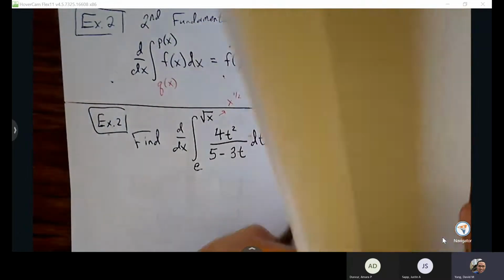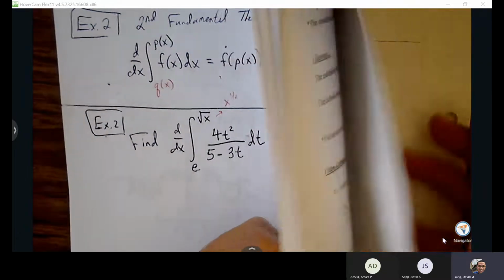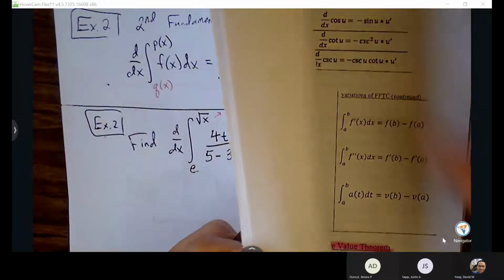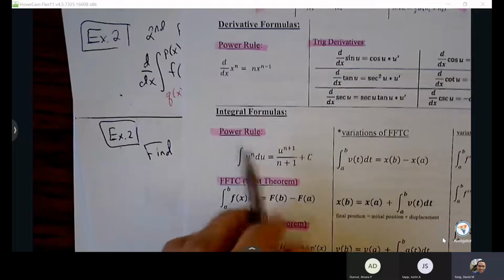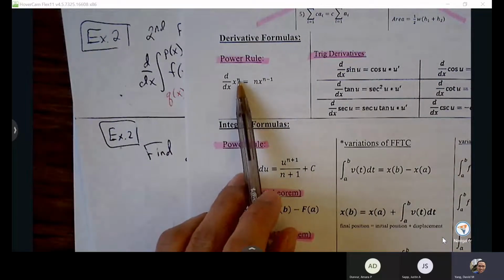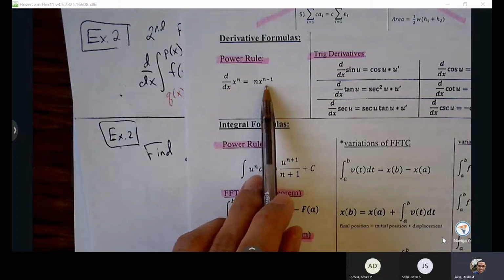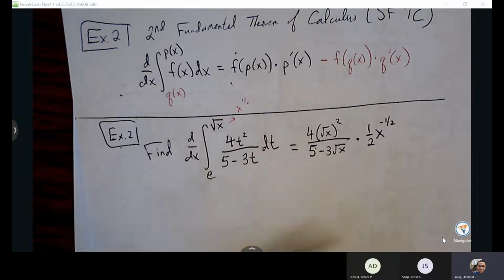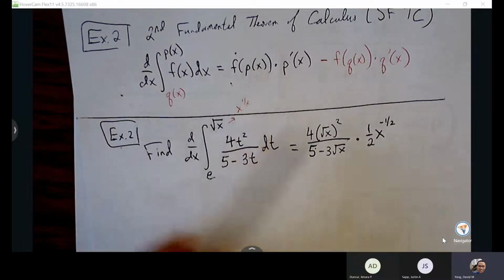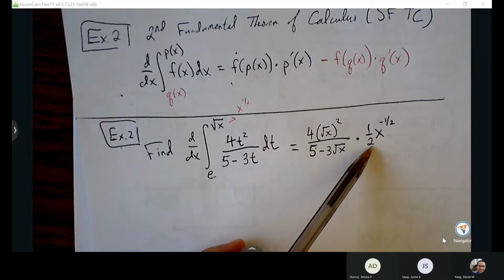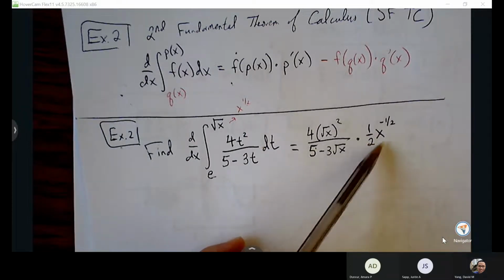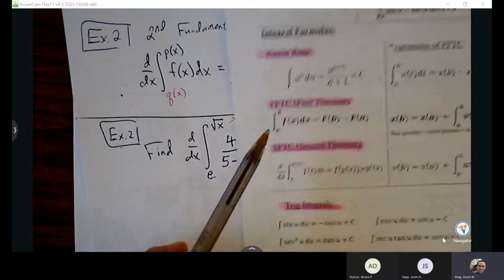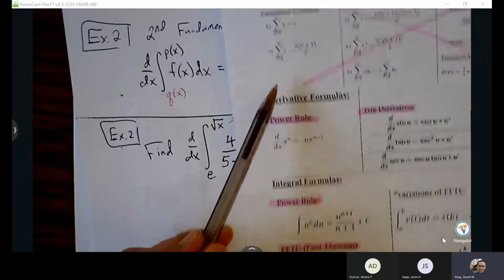Power rule for derivatives. The derivative power rule, we bring the exponent down in front, and then we subtract 1 from the exponent. Right, so if it was 3x squared, it'll be 6x. X to the 1/2 will be 1/2 x to the negative 1/2. This is first semester, right? Not power rule for antiderivatives. It's power rule for derivatives.